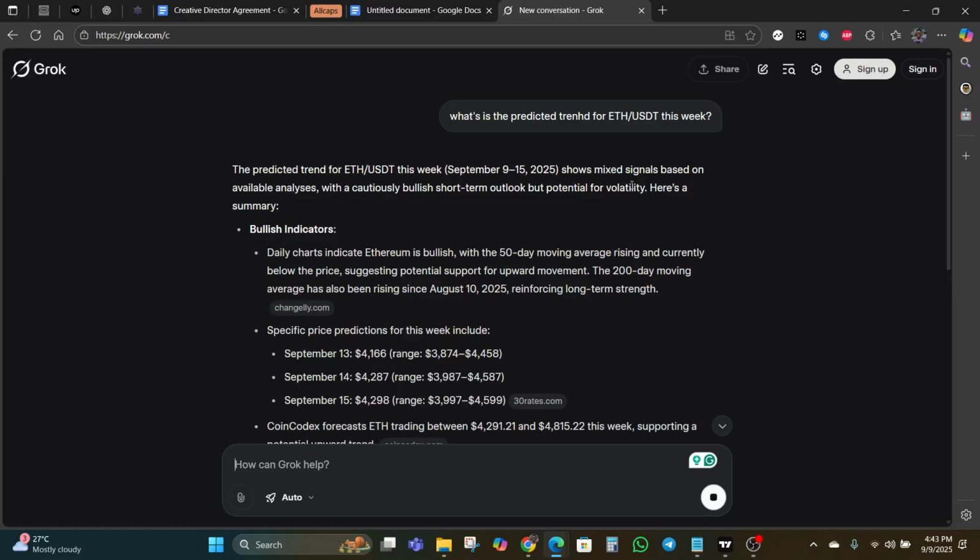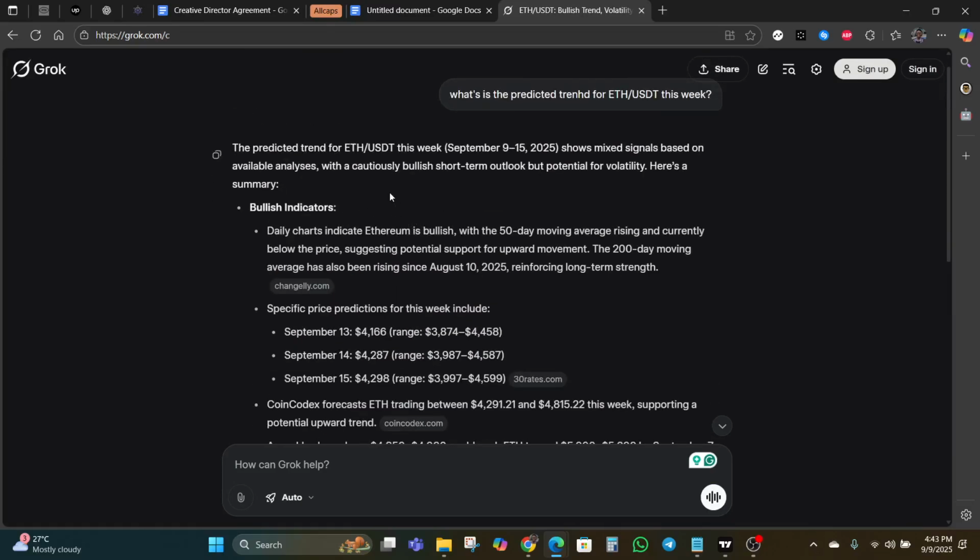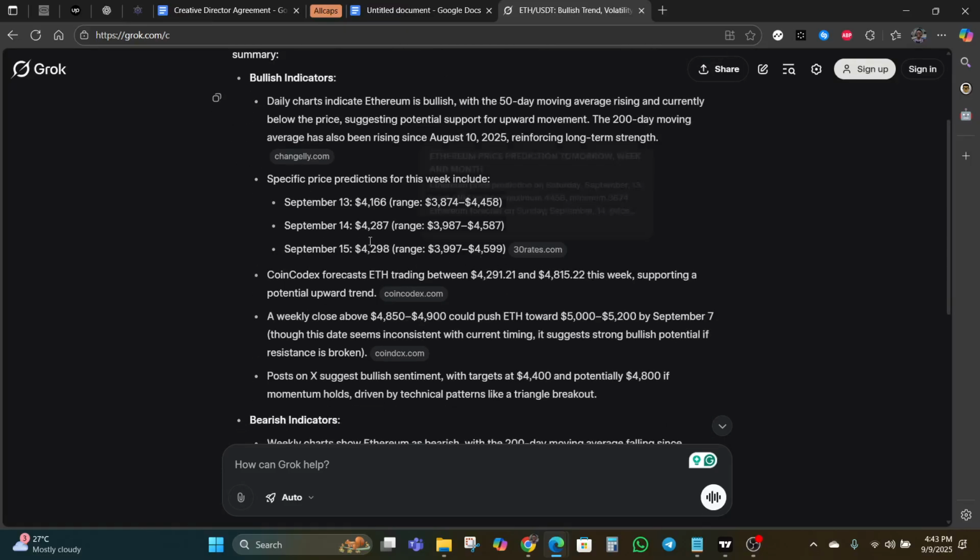You can see it shows mixed signals based on available analysis with a cautiously bullish short-term outlook, but potential for volatility. So here's a summary. We have bullish indicators. Daily charts indicate Ethereum is bullish, with the 50-day moving average rising and currently below the price, suggesting potential support for upward movement. The 200-day moving average has also been rising since August 10, 2025, reinforcing long-term strength.